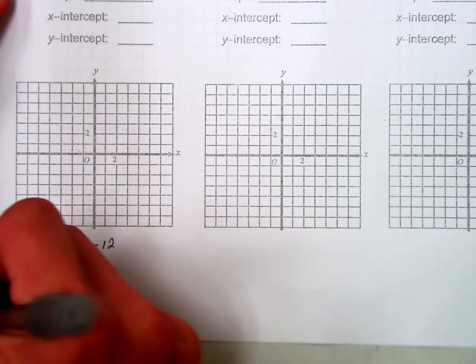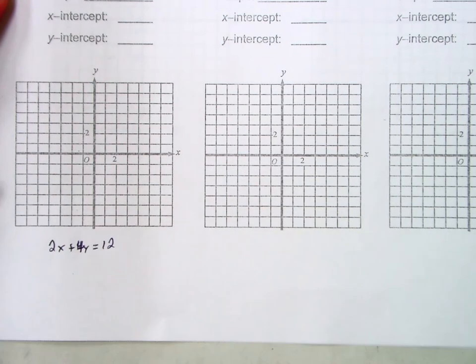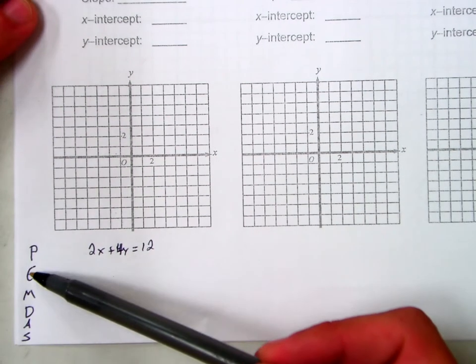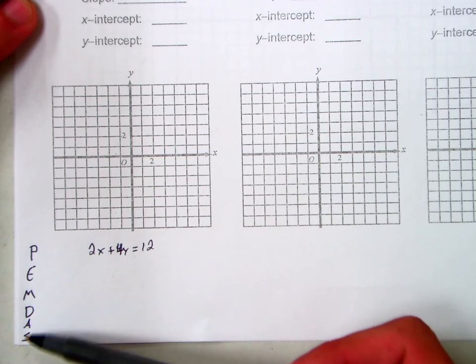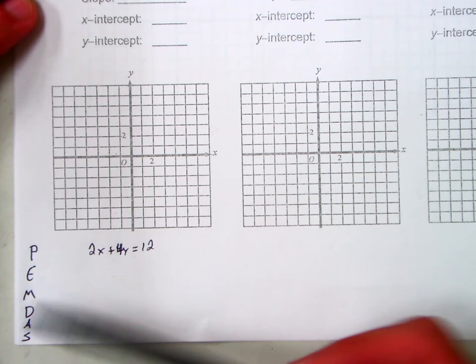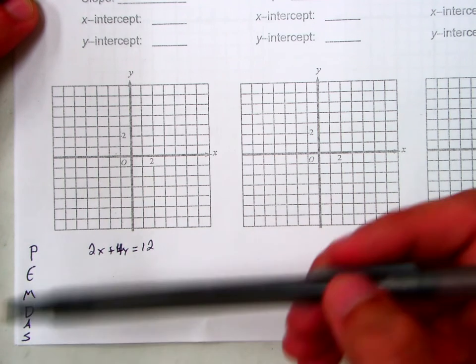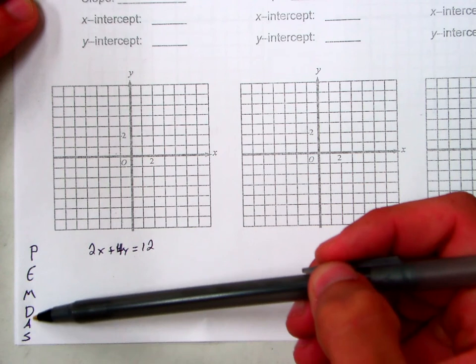Okay? So there's an order that we follow in math called the order of operations. It's PEMDAS. Alright, parentheses, exponents, multiplication, division, addition, subtraction. When you're trying to find the value of something, this is the order that you follow. When you are trying to solve for y, you go in the reverse order.